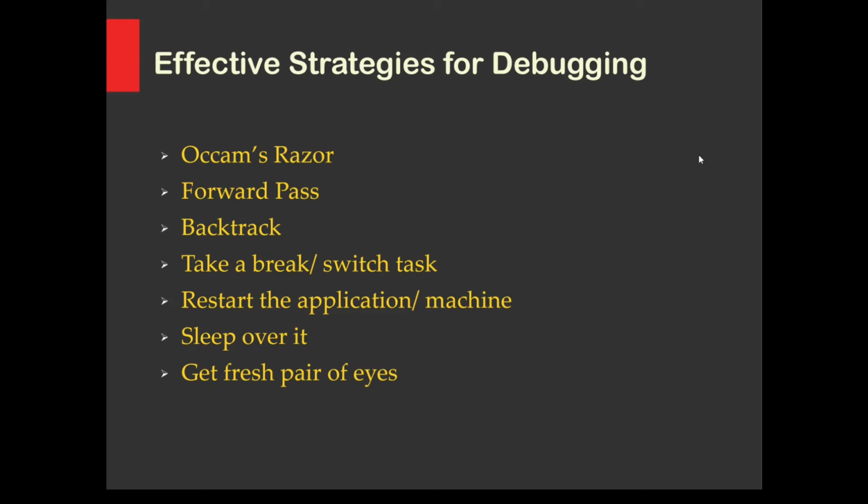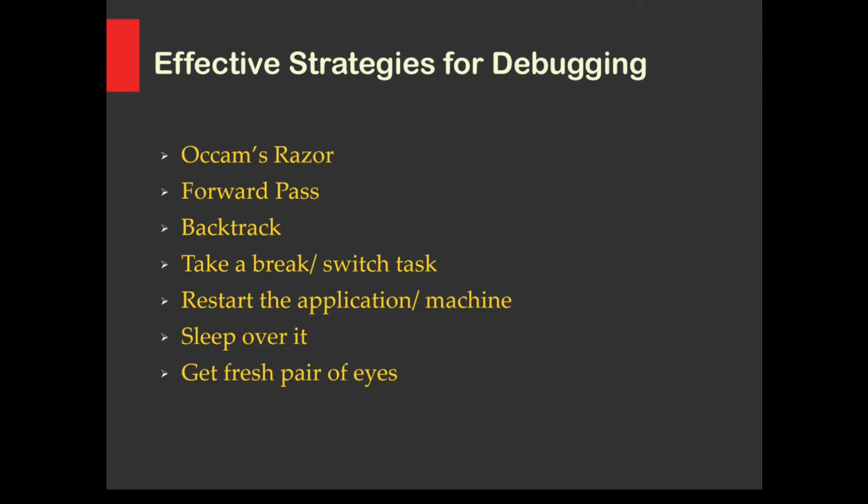In this video, I will talk about the effective strategies for debugging that have worked for me. The first in the list is Occam's razor. The principle states that the simplest explanation or answer is usually correct. In this approach, I try to list down all the possible reasons why something isn't working and give weightage to each candidate. The candidate with the highest weightage is probably the best bet why something isn't working as expected.